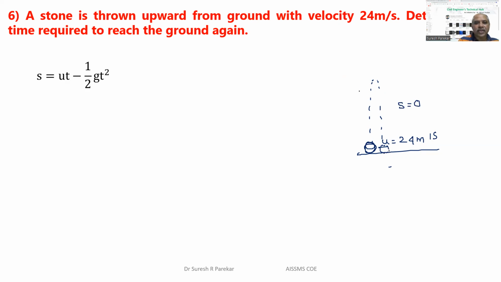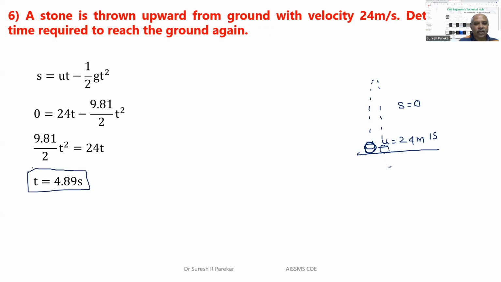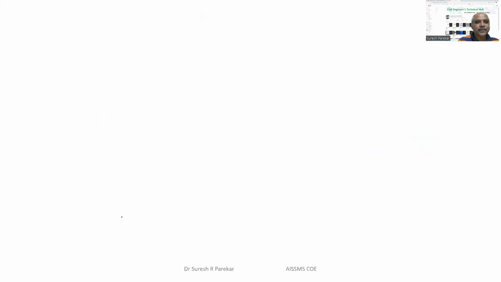So simply we use this equation to get time t. S equal to ut minus half g t square, where s is 0 and u is 24. So 0 equals 24t minus 9.81 by 2 into t square. Solving this, we get t equal to 4.89 seconds. Here we need not see the time going up and then double it. Directly we get the value 4.89 seconds.